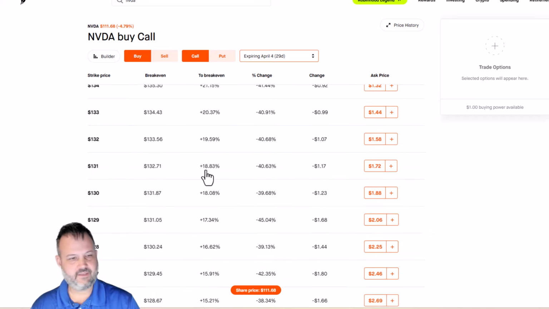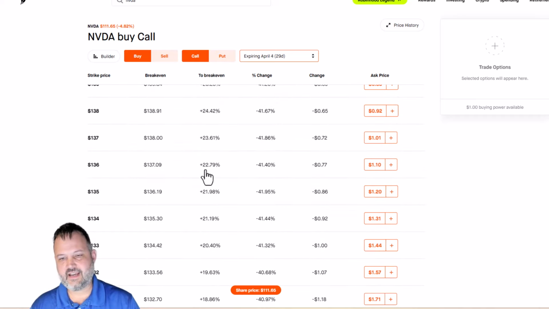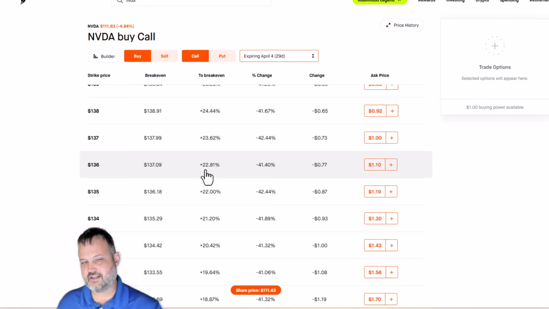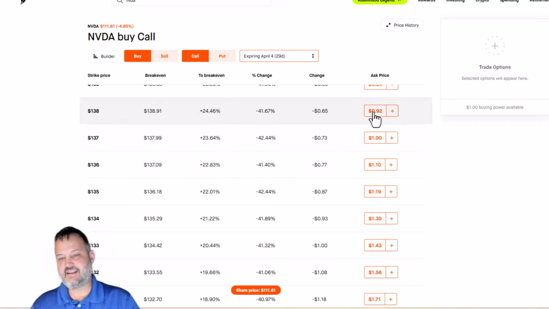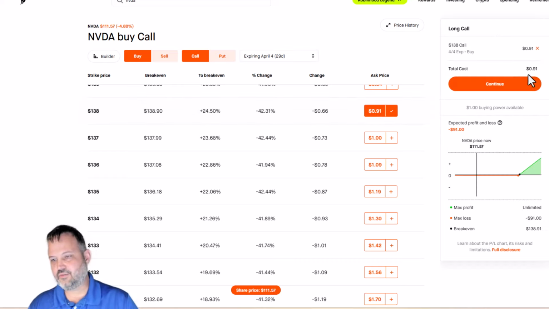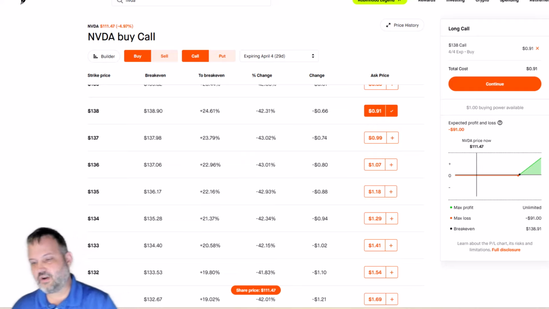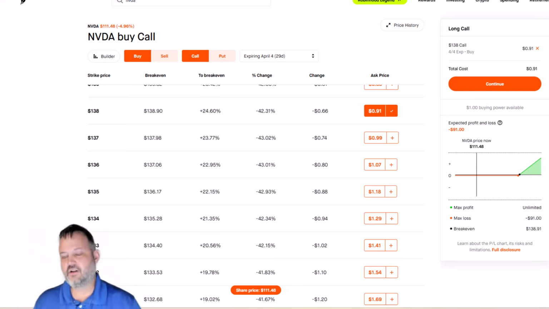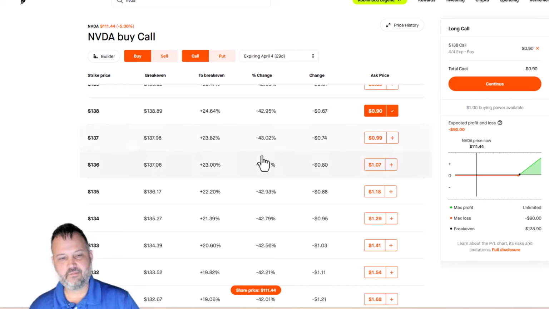Well, let's say you only have a $500 account and you want to risk a small amount. We're going to go to the 138 because it's only going to cost us $91 to buy this. Right? $91 to buy the trade, and it has an unlimited profit, and your max loss is $91. And so when people think that this is low risk, it really is. You're only risking $91 here, and you can make an unlimited amount. Now, the reason why it's a lower probability is it has to go up 24% to break even. So how do we calculate that?